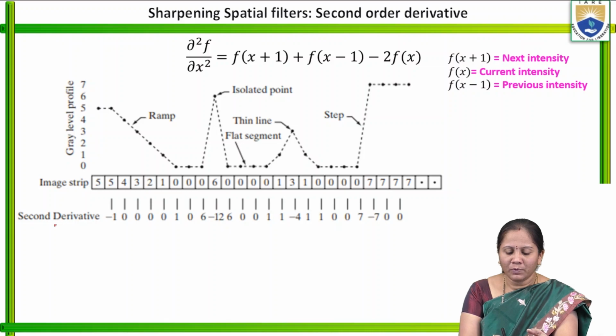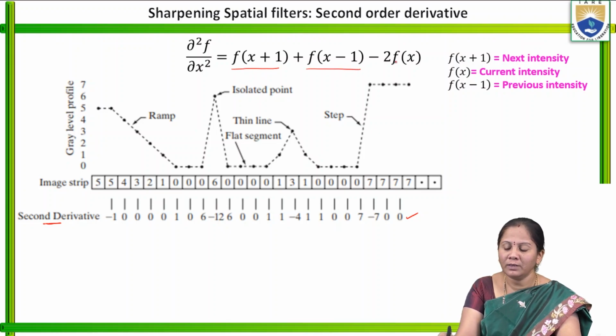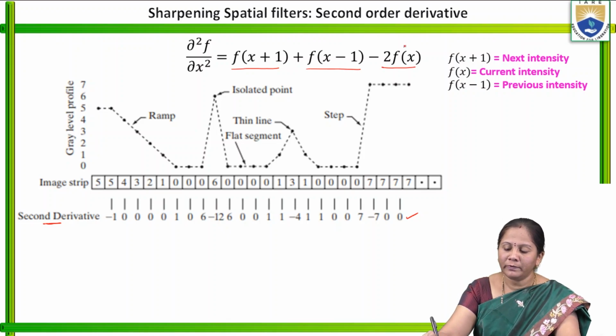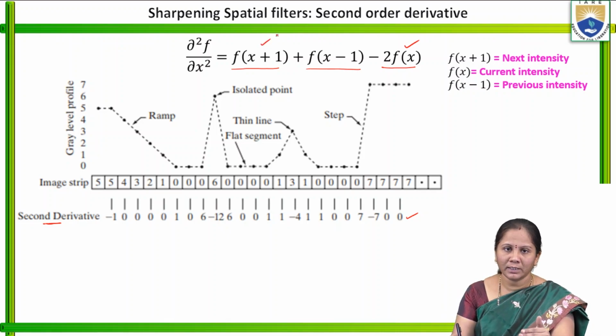Now, considering this, we will see how we got this second order derivative values. Here, the definition of the second order derivative for a one-dimensional image is given as ∂²f/∂x² = f(x+1) + f(x-1) - 2f(x). So this f(x) is the current intensity, f(x+1) is the next intensity, and f(x-1) is the previous intensity level.